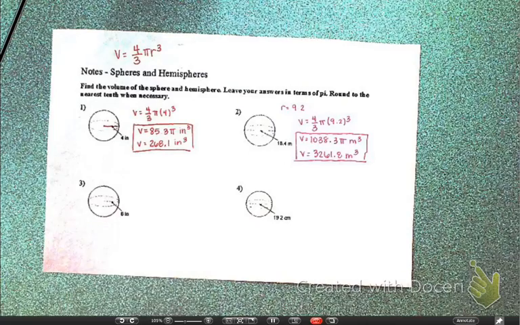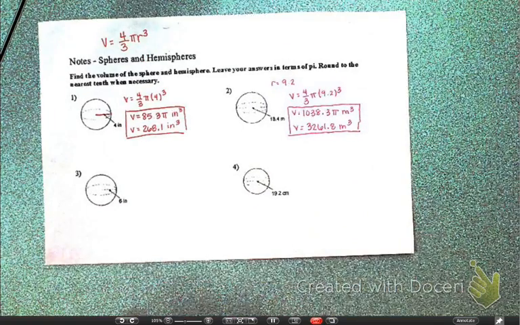So again, it's all formula based. If you know the formula and you know how to use your calculator, you should be okay. If you don't know one of the two, you're probably not going to get that right. But you need to know the formula and you need to know how to use your calculator. So I would like you to solve numbers 3 and 4 with your group.